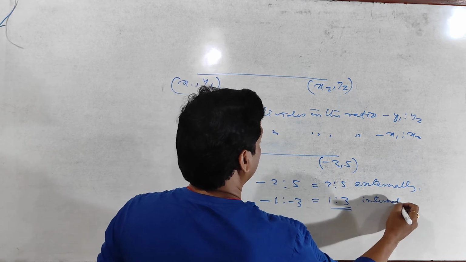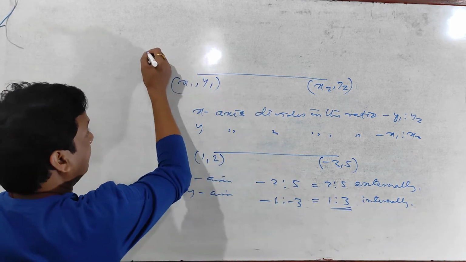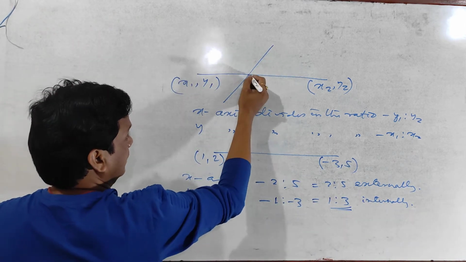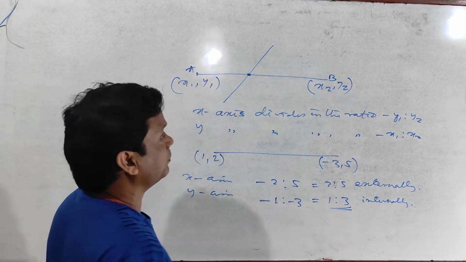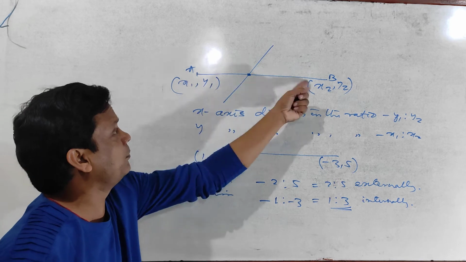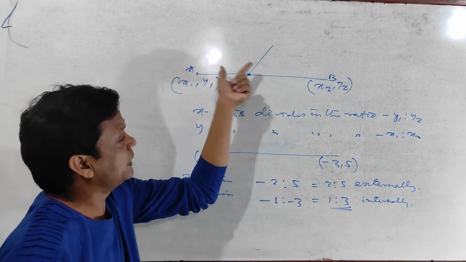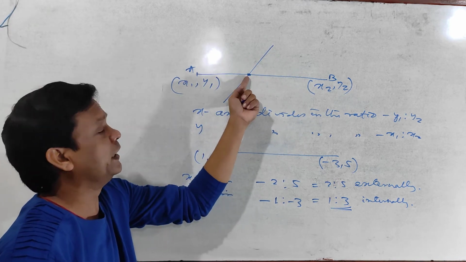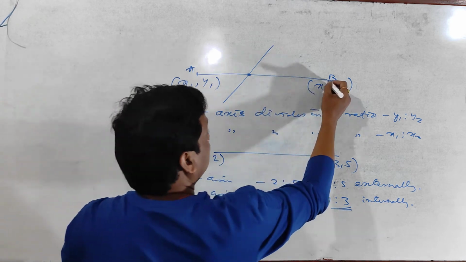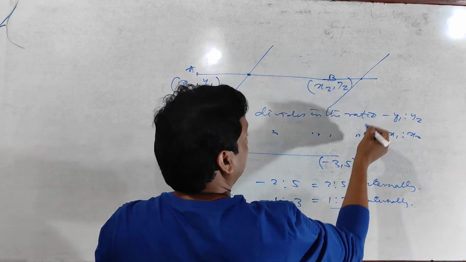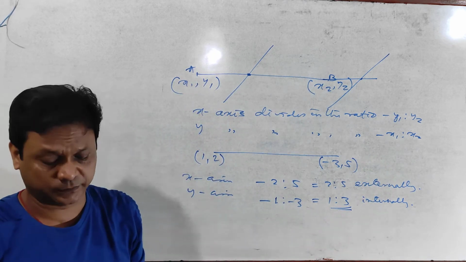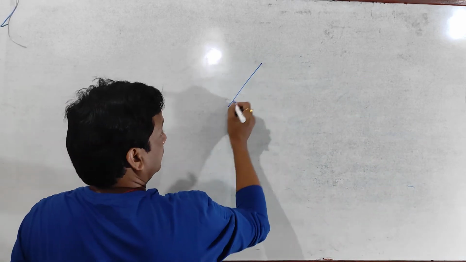And the question is, what is internal and what is external? See here. If the line intersects this one at a point in between A and B, then it is said that this line divides AB in the ratio M is to N or P is to Q internally. And if it divides at a point outside A and B, then you can say it divides externally.